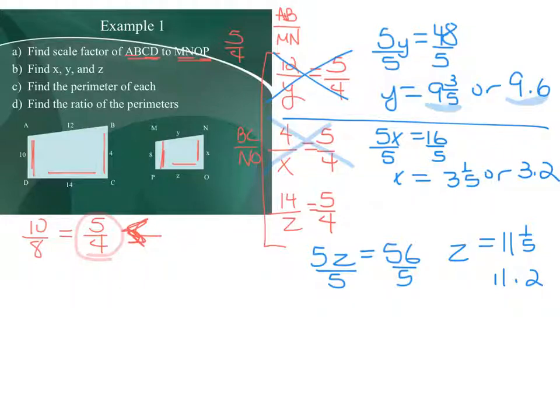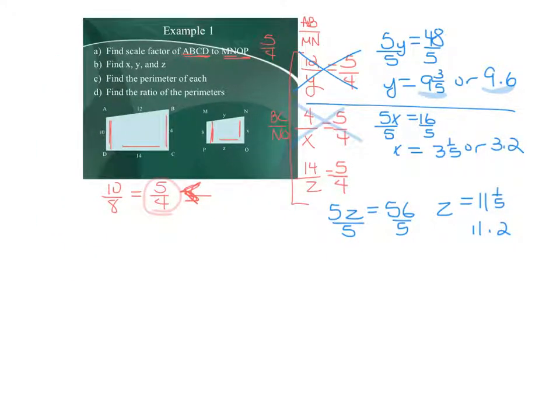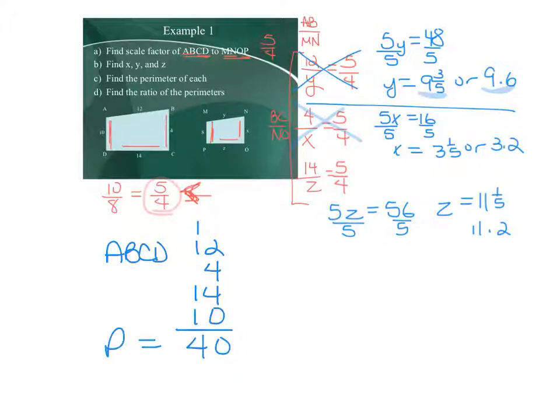Now we have to find the perimeter of each one of these figures. How do I find the perimeter of any shape? Add it all up. So I'm going to first add up A, B, C, D. From A to B is 12. B to C is 4, C to D is 14, and A to D is 10. So I'm going to add all that up, and I get a grand total. My perimeter of this larger shape is 40.